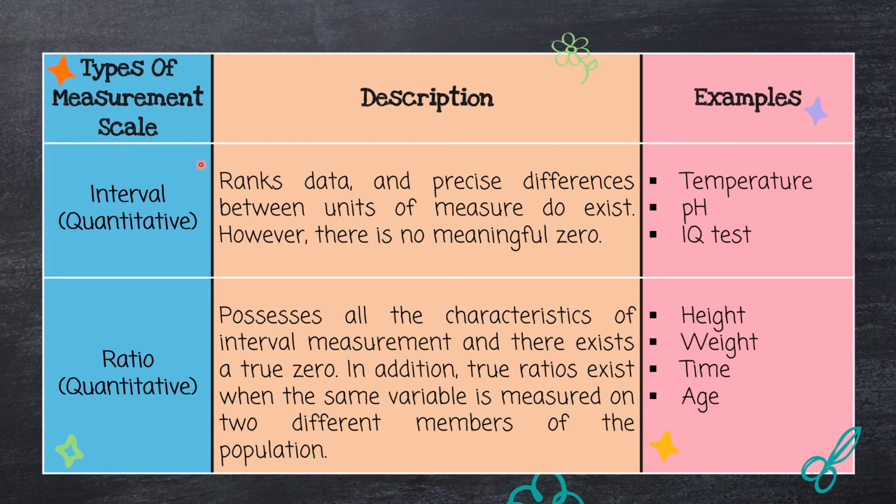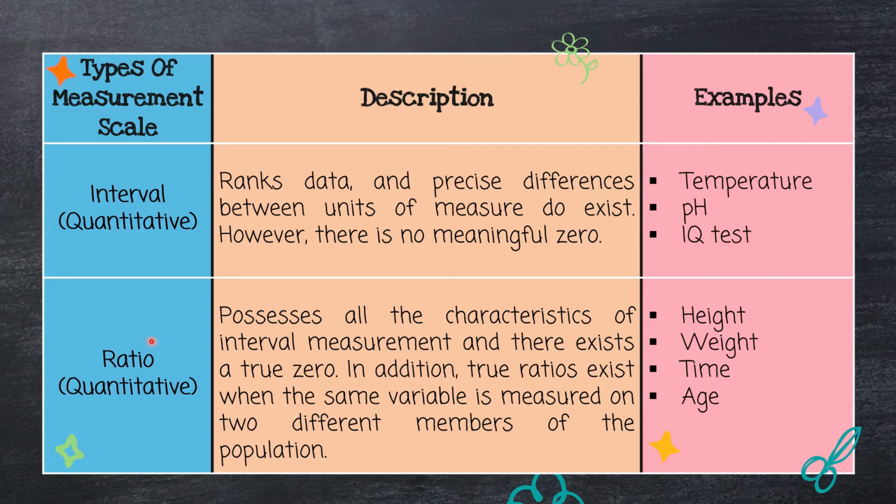The third scale is interval, which is quantitative. So this scale ranks data, and precise differences between units of measure do exist. However, there is no meaningful zero. Example: temperature, pH, and IQ test.